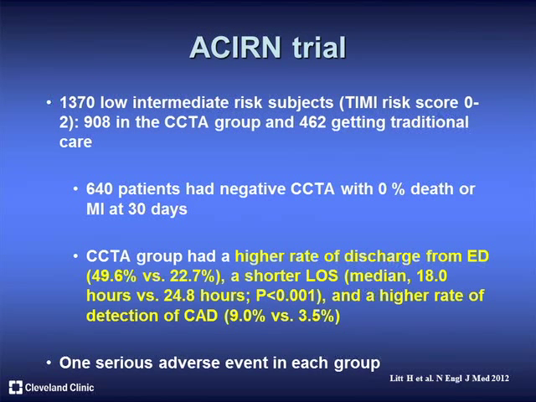Now, what is the data? There are 3 major randomized controlled trials that have been published in the last 2-3 years. The ACRIN trial, the CT-STAT, and the ROMICAT study. What they have shown is, compared to your standard strategy, with CT angio you can send the patients home quicker, it is less expensive, and it has a higher rate of detection of CAD. More importantly, it is not hurting the patients. By sending these patients home earlier, the same number of people, or a very low number of people, have adverse events compared to nuclear or what have you.